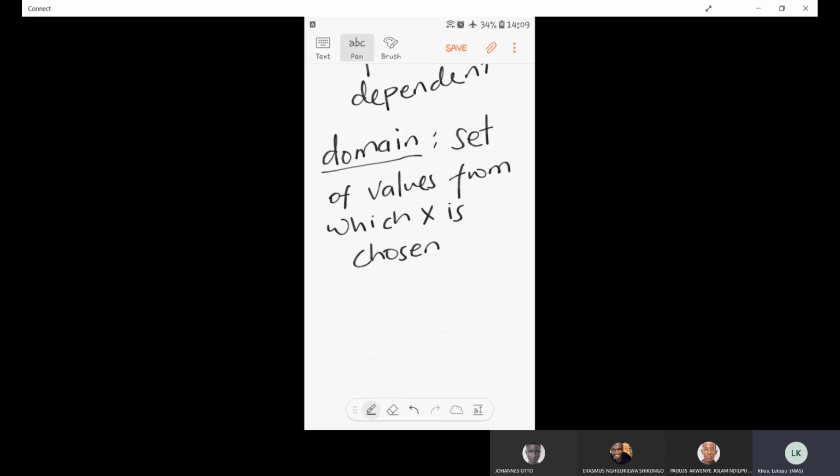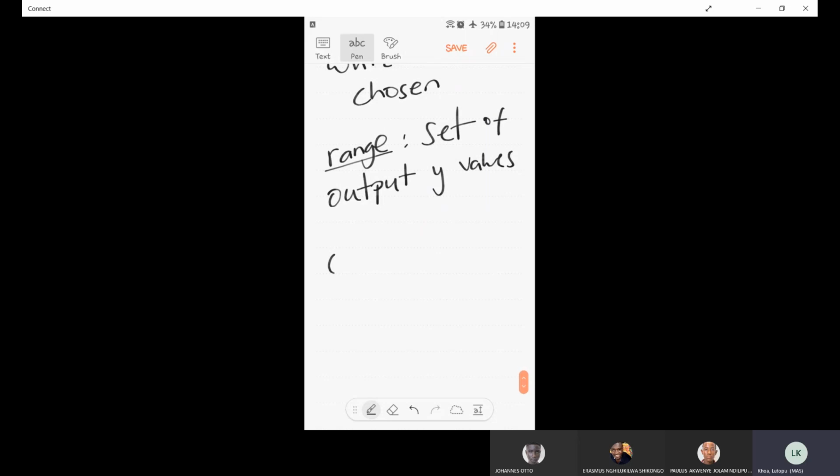That is your domain. And then the range is just your output. This is the set of output y values. Okay, so domain, this is your input, what you're allowed to put into the function, and then the range is your output. Okay, now we also have the term an ordered pair.